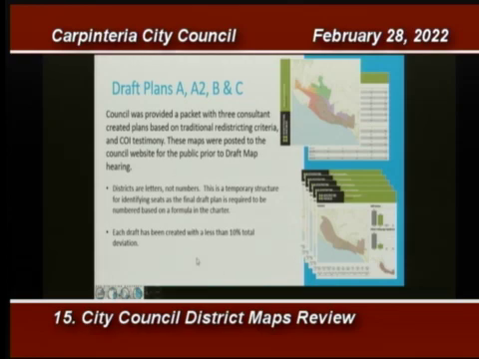All of the districts are lettered. They're not numbered. This is a temporary structure for identifying the specific districts, because we as your consultants will not be the ones who give the final numbering to the districts. That will be a job of the council, to number those districts at the end. And then each plan is also created with a less than 10% deviation.